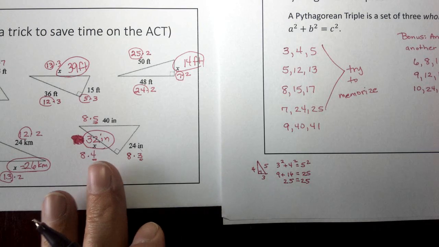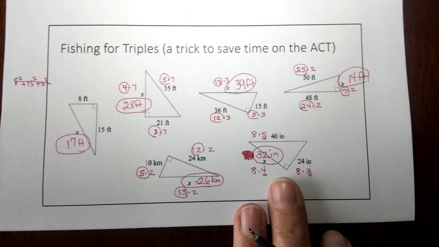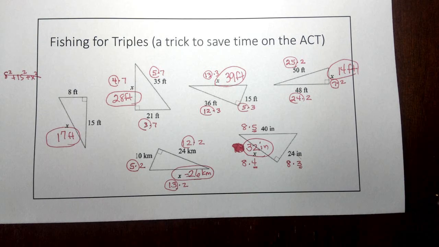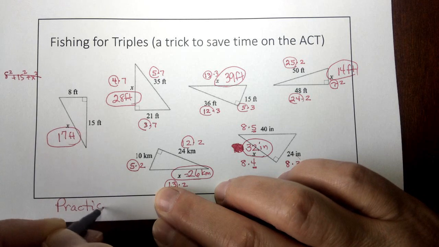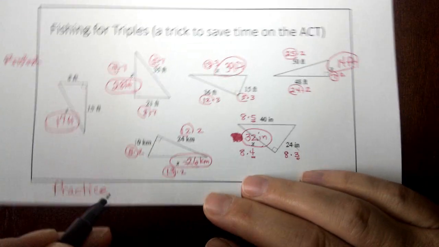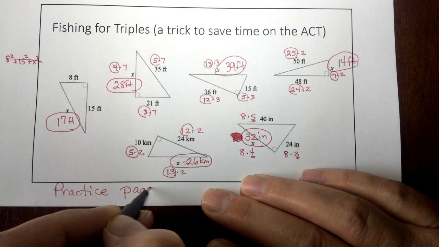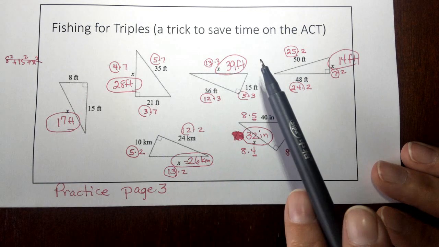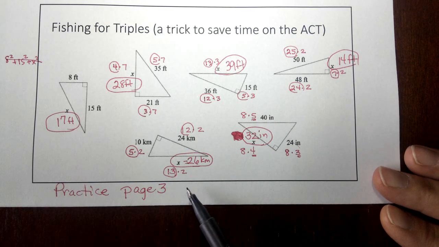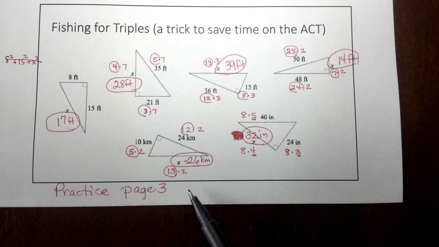Okay, so that's it for the day. Fishing for triples. Use that trick to save some time. On your practice packet, today you're going to complete the second page, which is actually labeled page 3 at the bottom. It's a page of fishing for triples, and I'll reiterate, you can use this shortcut or you can work them out the long way if you want to do so. There's 20 problems. They will take you very little time if you use the shortcut, a little bit longer if you have to work them out the long way.